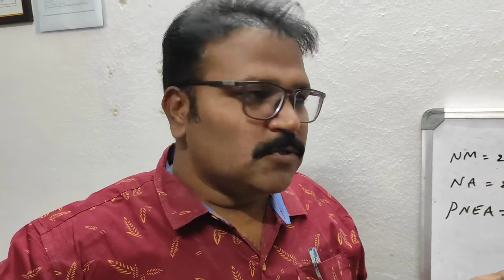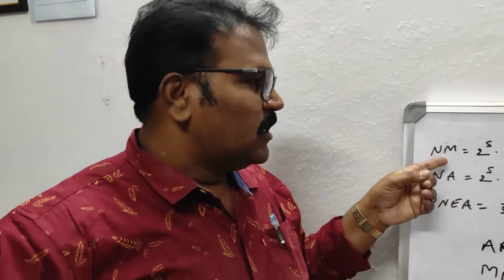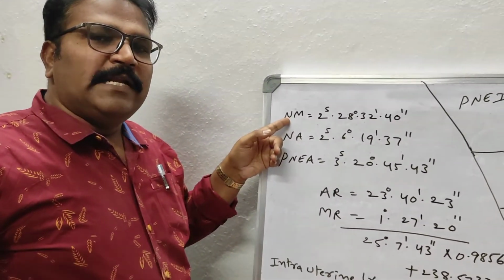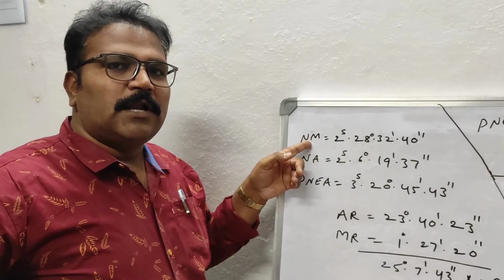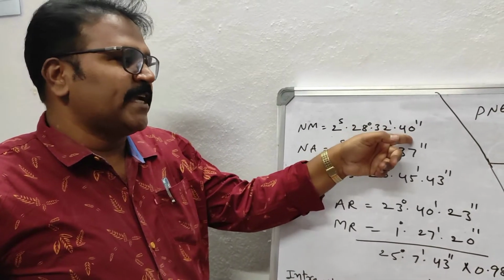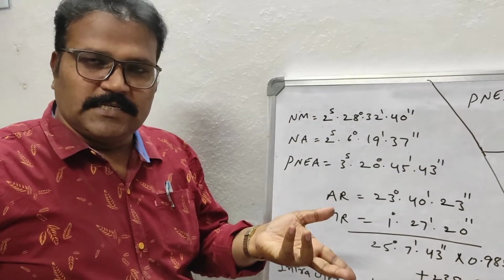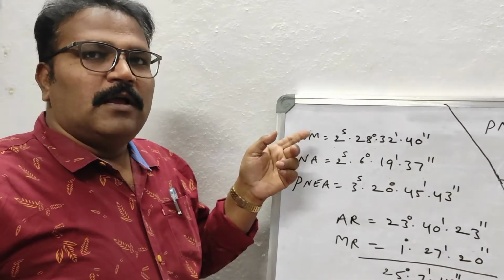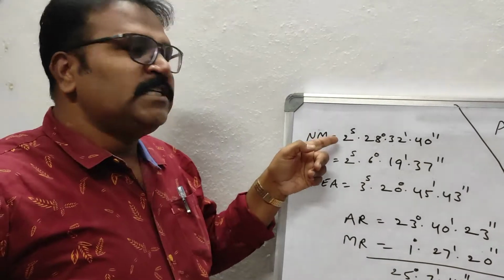So after preparing a table, we have cast a chart according to the data given by the native. I have already rectified the chart. On that chart, NM means natal moon, at 2s 28 degrees 32 minutes 40 seconds. 2s means Gemini, so in that natal chart, the moon is in the Gemini sign.